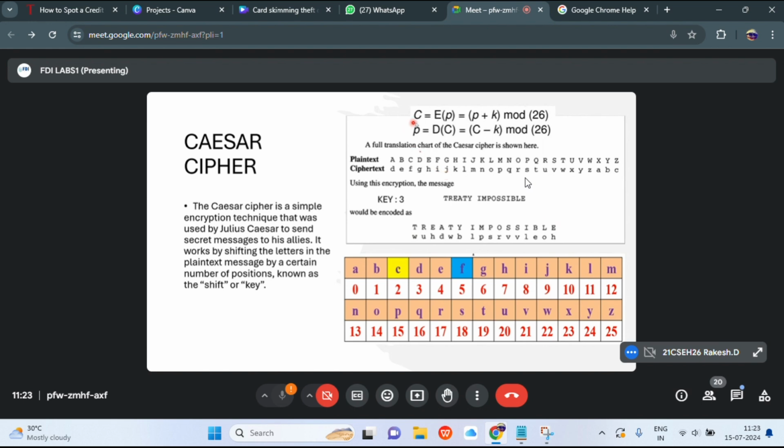There is one more way, that is using a formula. So what is the first formula? C is equal to E of P. What is E of P?